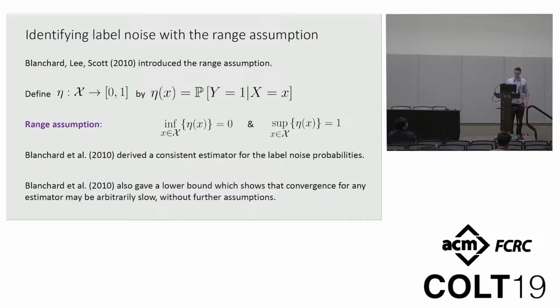So the classic work in this setting is due to Blanchard, Lee, and Scott, and he showed that under the range assumption, you can learn consistently with unknown label noise. And the range assumption essentially says that the infimum of the regression function over your feature space is 0, and the supremum of your regression function over your feature space is 1. And under this strong assumption, you can get a consistent estimator for the label noise probabilities, and this means you can consistently learn with unknown label noise. Moreover, on the negative side, he proved a lower bound which shows that without further assumptions, you cannot get any finite sample rates.